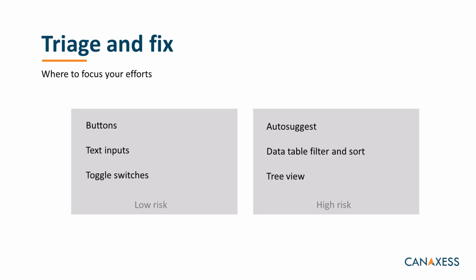Buttons and text controls are low risk as there aren't many moving parts. Any accessibility features can be applied without too much trouble. Fixes to these elements will be quite low effort. The complex controls are high risk and should be prioritized first. Things like auto-suggest, filter and sort on data tables, tree view. If the control does a lot of things and has a lot of functionality, expect more of it to have accessibility problems. These are the controls that should be prioritized to fix first.